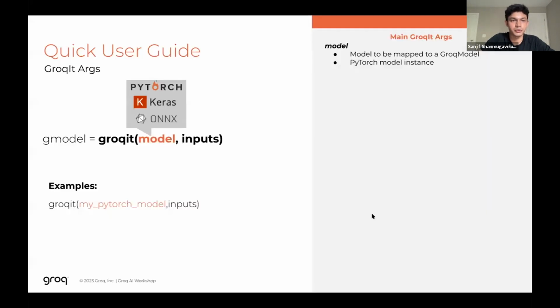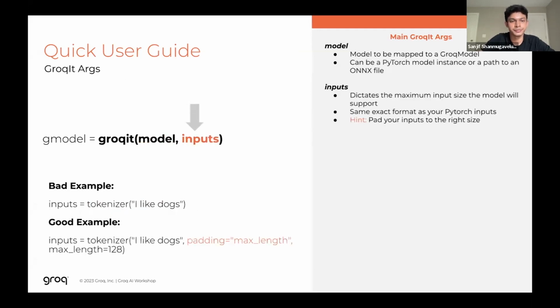Like I mentioned before, all you have to do is specify your model and your inputs. You can use PyTorch, Keras, ONNX, whatever kind of high-level framework you may have, and that should work. For example, if you're working with a convolutional network for images, you'd want to pad to your maximum dimensions. And for an NLP problem, you want to pad everything to the maximum sequence length. That's just some advice we have for you guys.